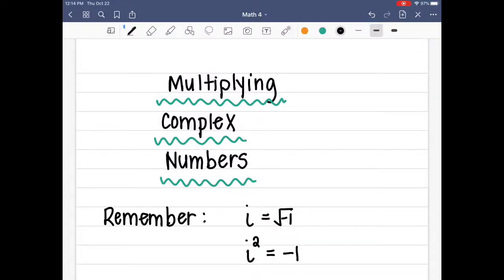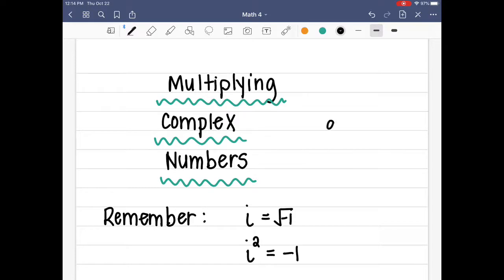All right, in this lesson today, we're going to be talking about how to multiply complex numbers. So just a couple of things to remember. When we're talking about i, remember i is imaginary because you're taking the square root of a negative number. So i represents the square root of -1, and i squared equals -1. So we're going to be doing some simplifying, so remembering those is going to help you along with the process.